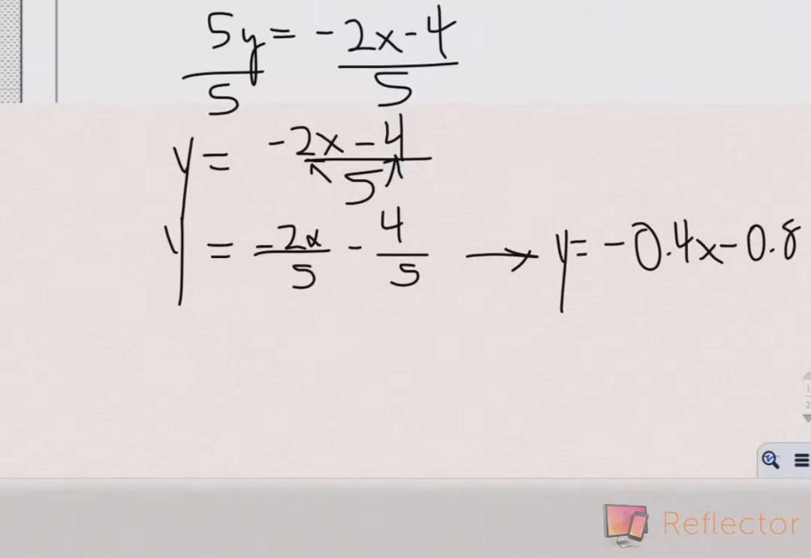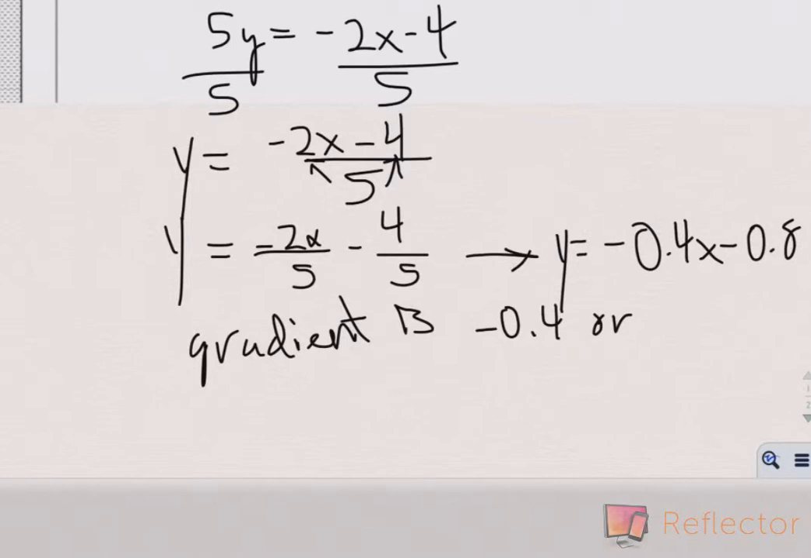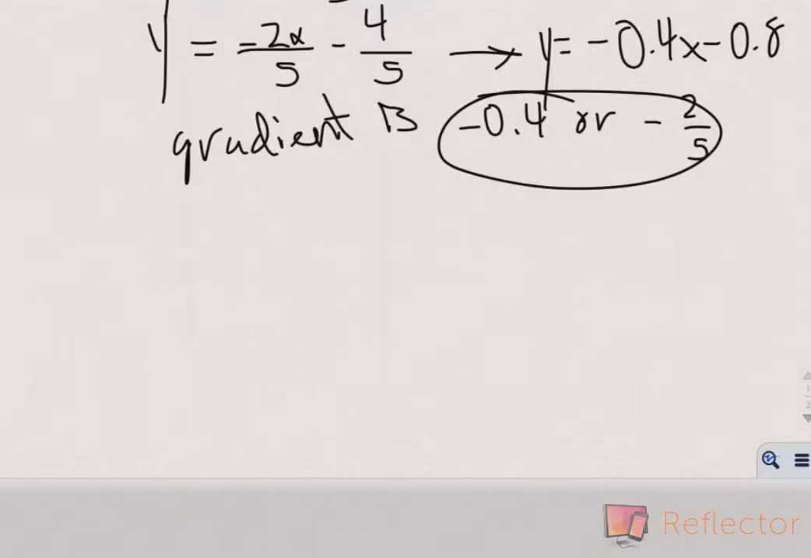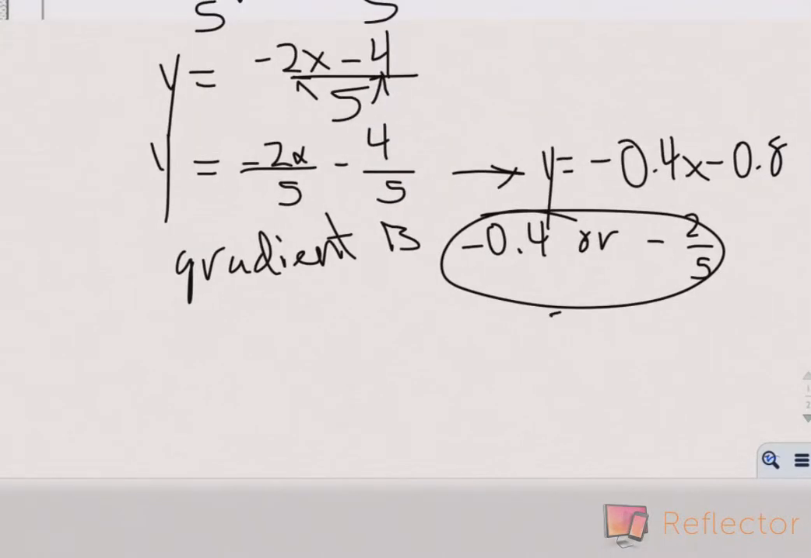Okay, so the gradient is -0.4, or same thing as -2/5. Okay, so that's our answer. These are the same.